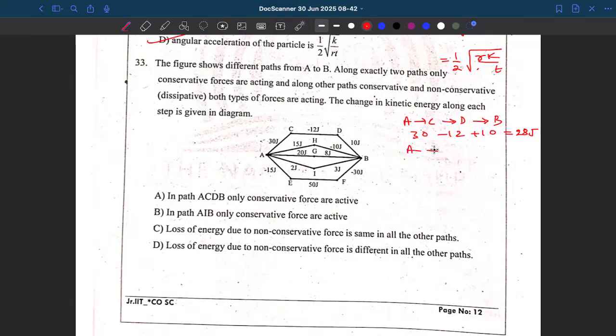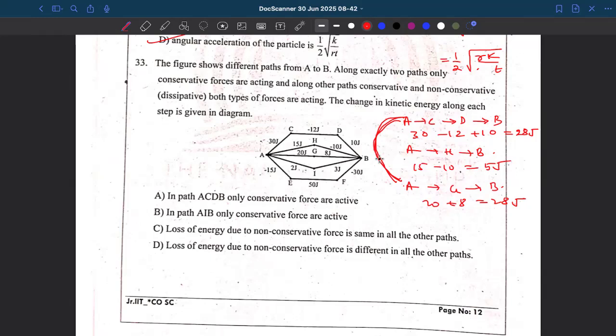Work done A to H, H to B. Let us take 15 minus 10. 5 joules. A to G, G to B: 20 plus 8. 28 joule. There is a scope that the work done along these two paths is the same. Right. Hold on.